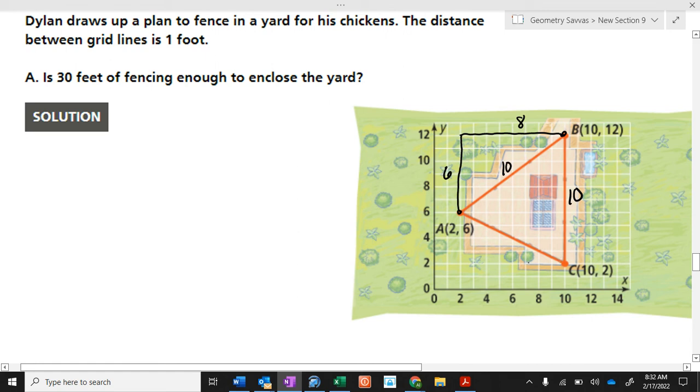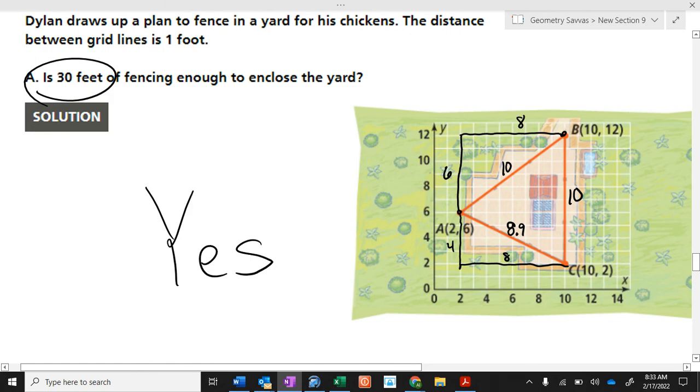Ooh, this could be an equilateral triangle. Let's check. How far do we go down here? Oh, we only go down 4 here. And we go over 8. What's 4 squared? 16. What's 8 squared? 64. The square root of 80 is like 8.9. Okay. What's 10 plus 10 plus 8.9? 28.9. So is 28.9 less than 30? Yep. Does he have enough fence to enclose the yard? Yes, he does.